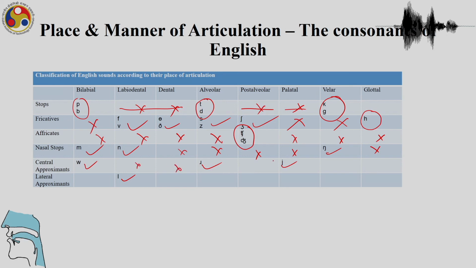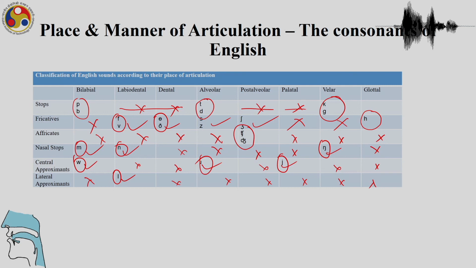and we do not have a lateral approximant. The reason that I am crossing these places is to show that only a few of the places which are possible are occupied in English. Now, when we study diversity in the world's languages, we will see how many others are possible in the languages of the world, how common they are, and what is absolutely not possible.